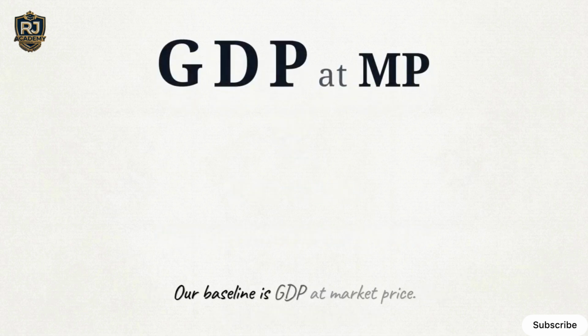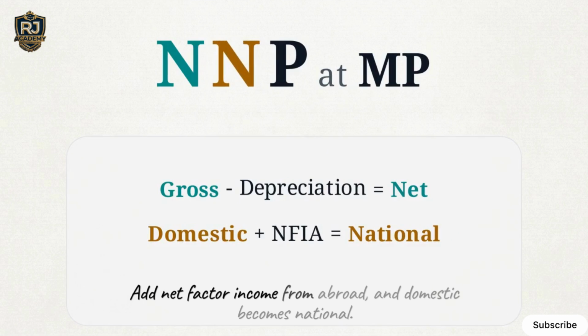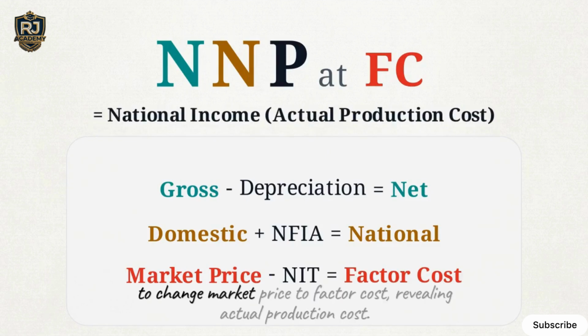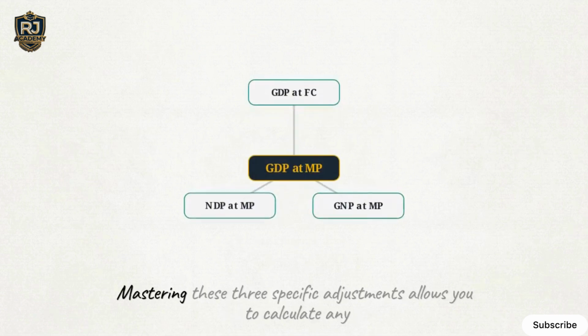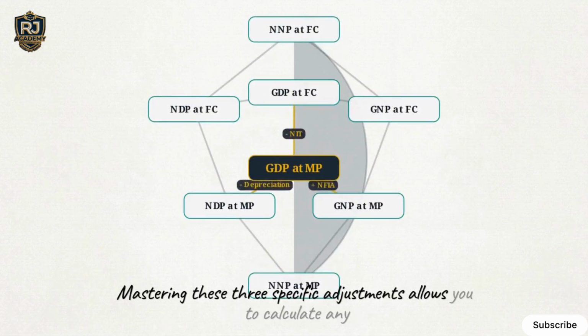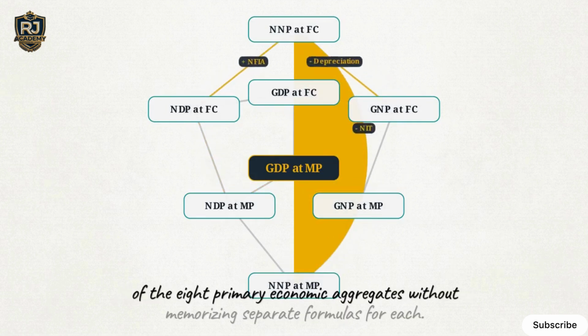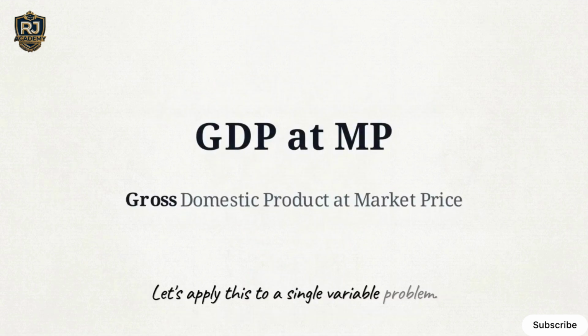Our baseline is GDP at market price. Subtract depreciation, and gross becomes net. Add net factor income from abroad, and domestic becomes national. Finally, subtract net indirect taxes to change market price to factor cost, revealing actual production cost. Mastering these three specific adjustments allows you to calculate any of the 8 primary economic aggregates without memorizing separate formulas for each. Let's apply this to a single variable problem.